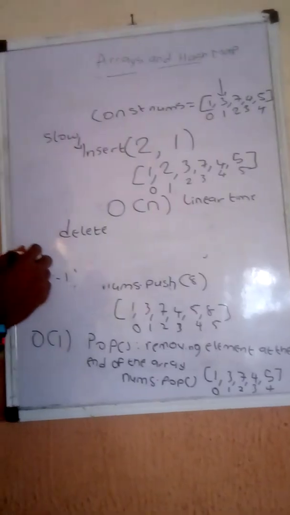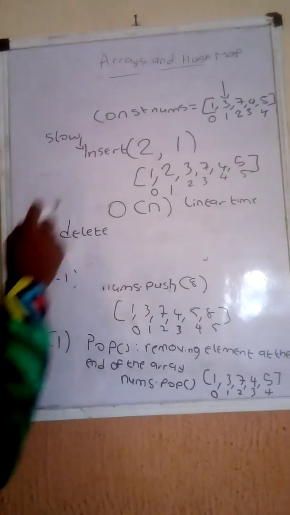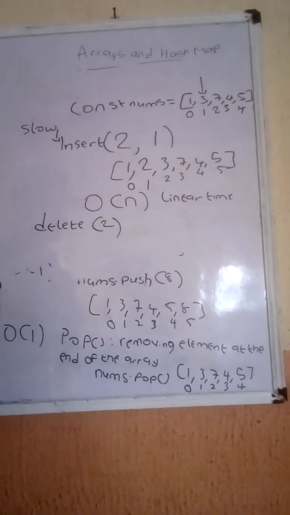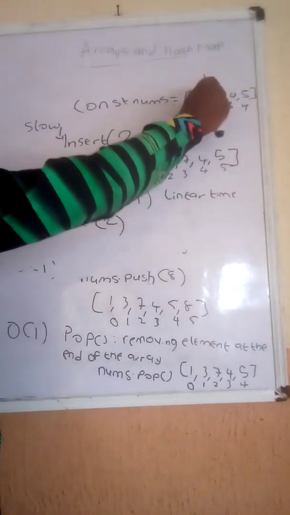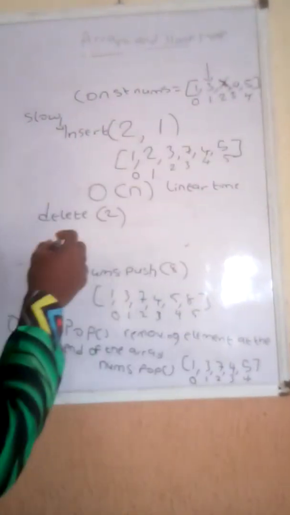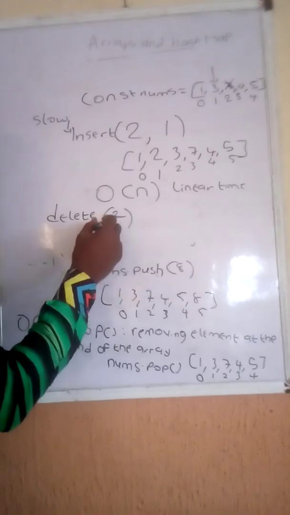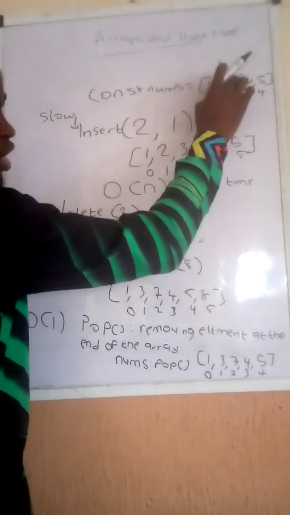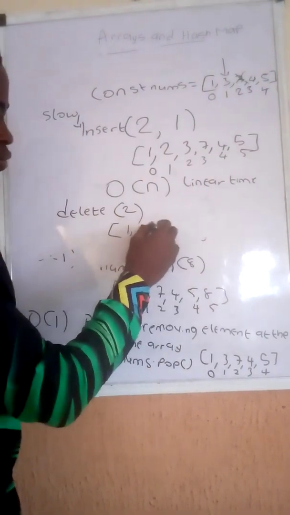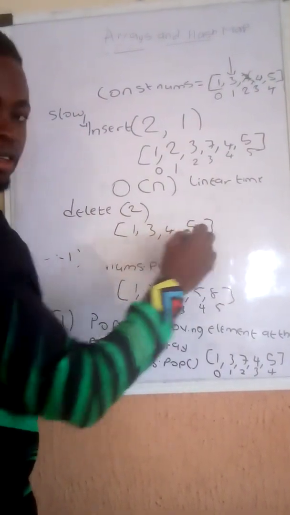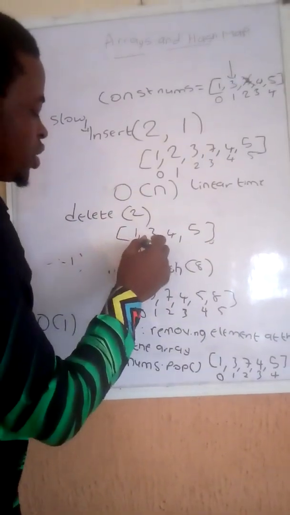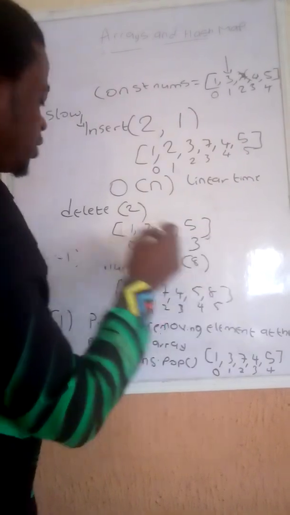If we want to delete an element at index 2, which is this, we want to delete 7. So if we are deleting 7 from this array, the resulting array we'll be getting will be what? 1, 3, we've removed 7, so we're not getting 7 again, 4 and 5. So in this case, the indices are now 0, 1, 2, 3.